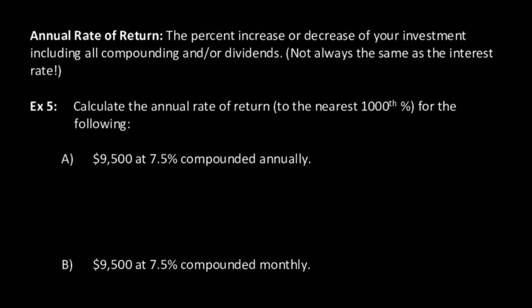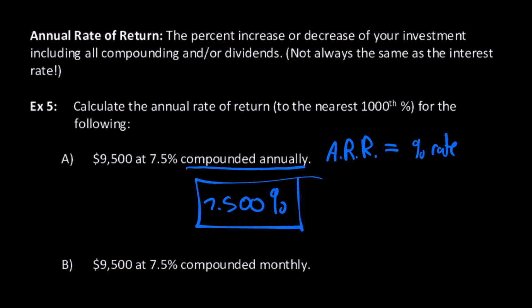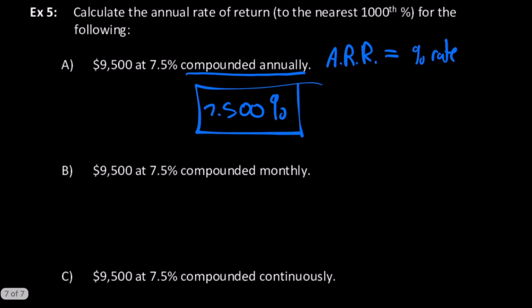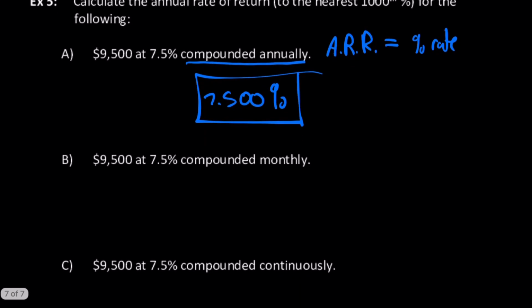Well, if you want compounded annually, we just said the annual rate of return equals your interest rate. So that's simply going to be 7.5%. Since it says thousandth, I'll go out that many places. Okay, so 9,500 at 7.5% compounded monthly.